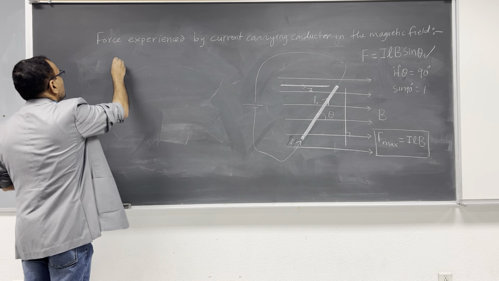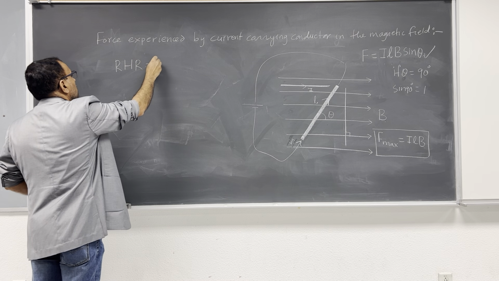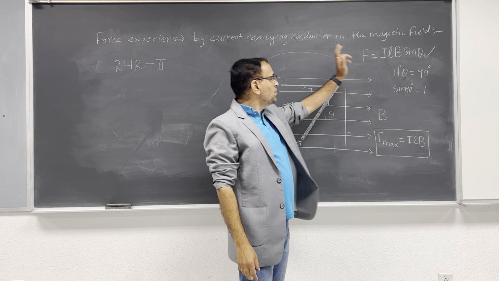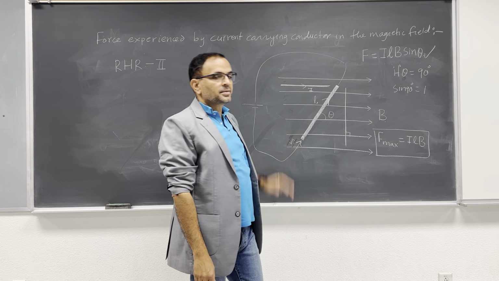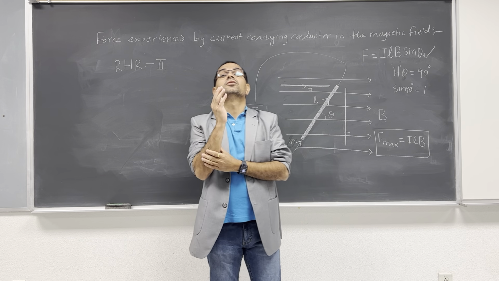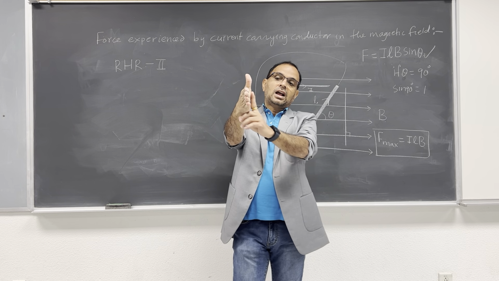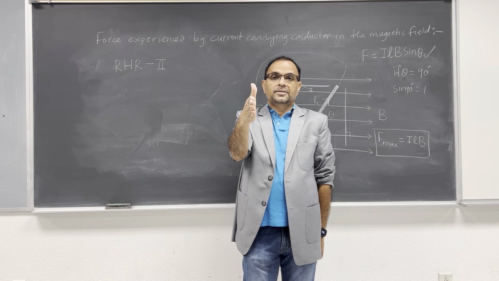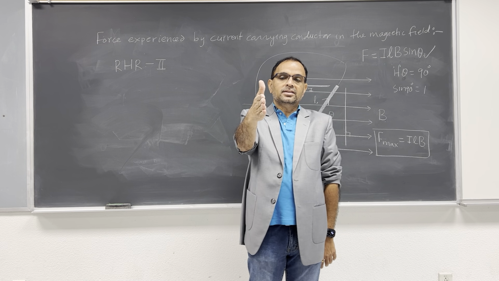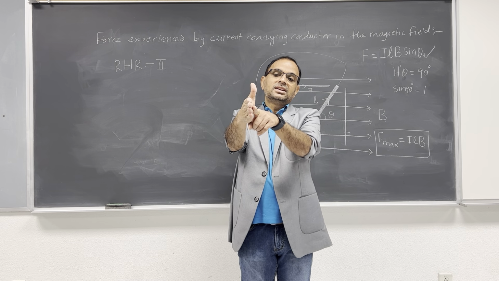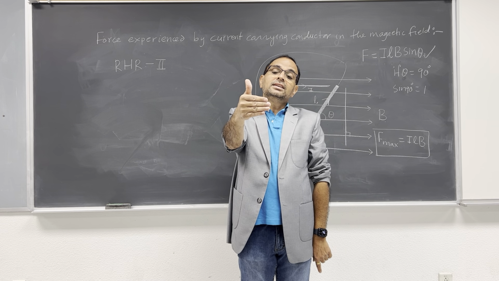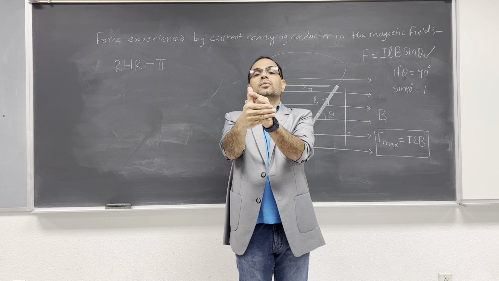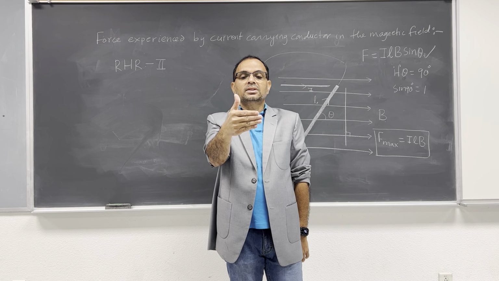Right hand rule number 2. Here we have to figure out the direction of the force, the direction of the magnetic field, and the direction of the current. Here too you use the right hand. The outstretched finger gives you the direction of the current. Now curl your fingers. This gives you the magnetic field. And the thumb gives you the direction of the force.